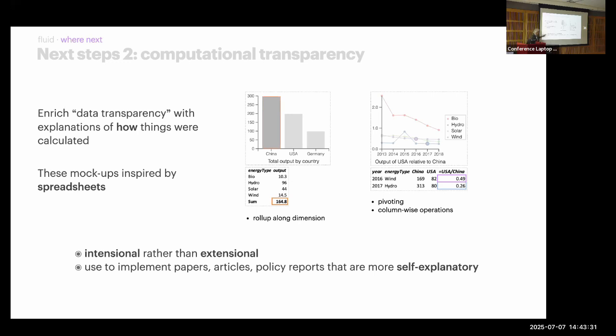And the idea would be to go back to those kinds of things we saw earlier, like the BBC visual journalism article or the climate simulator, and have a version of that that's much more self-explanatory. If I can actually see what calculations are being done, then the reason for a particular outcome is going to be much easier to understand or challenge if you don't agree with it.